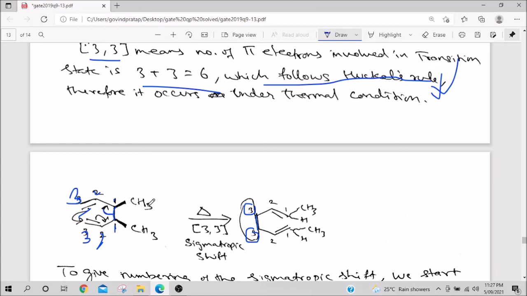It is also called Cope rearrangement because there is only a carbon-carbon bond. If oxygen was there, it would have been called oxy-Cope. If nitrogen was there, it would have been called aza-Cope. When there is nothing else, just a carbon-carbon bond and the sigmatropic shift happens, it is called the Cope reaction, okay.